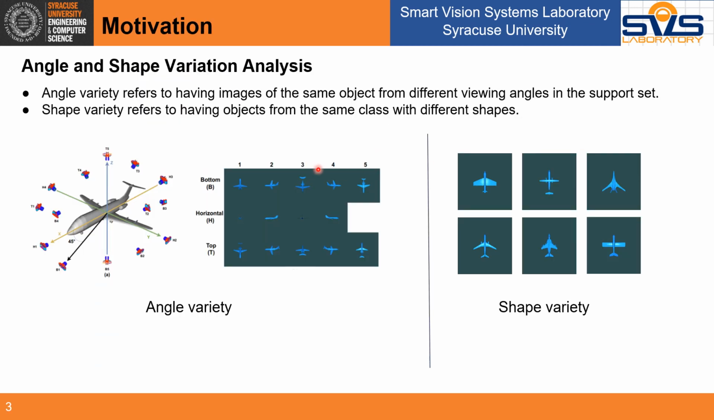With this motivation, I want to introduce the angle variety as well as the shape variety. The angle variety refers to having images of the same object from different viewing angles in the support set. You could see here, all these 14 projections are obtained from the same airplane, but from different viewing angles. However, for the shape variety, all the projections are obtained from the same view. You could see here, all the projections are taken from the top view, but from different objects, with different identities.